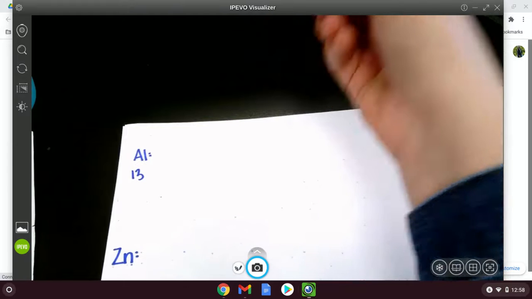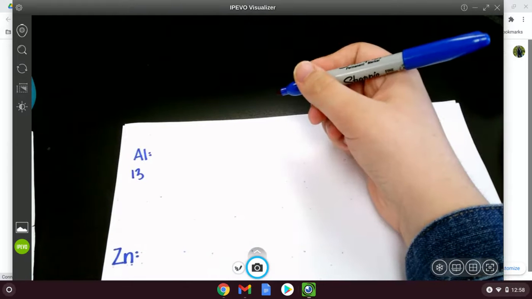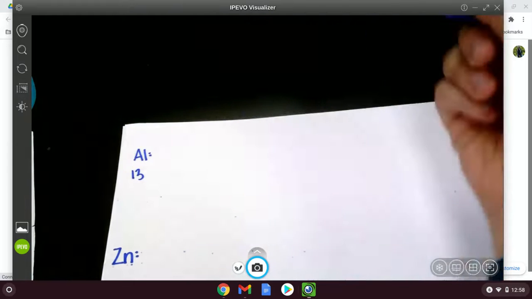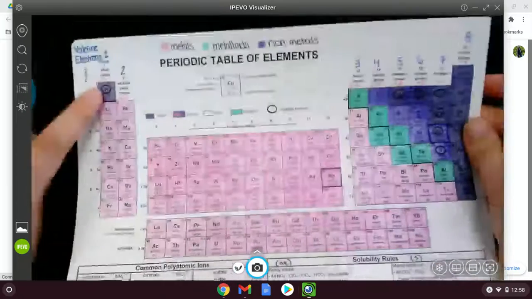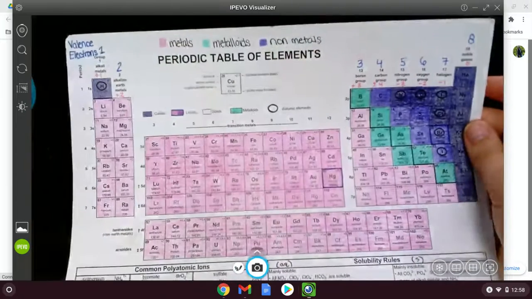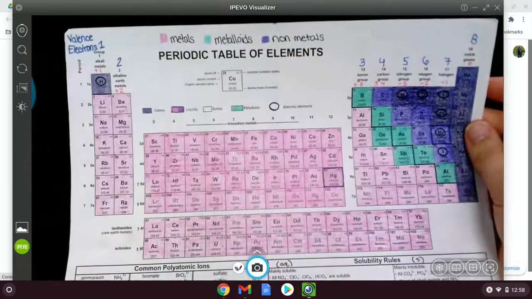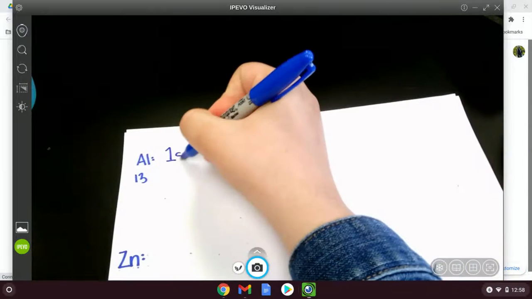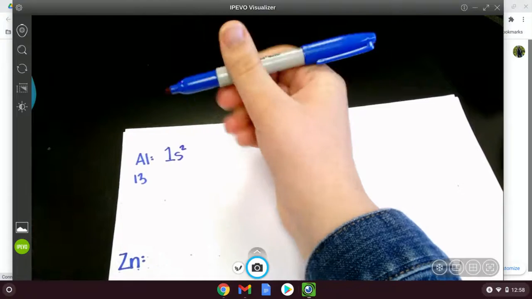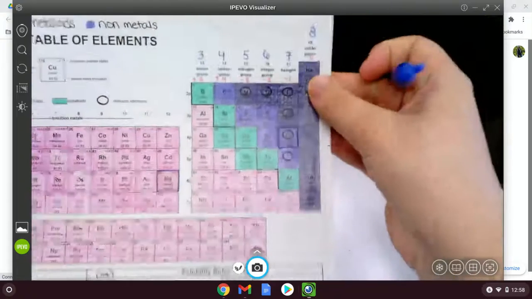So we're always going to start with our lowest energy level. So again, we're going to start with the 1s. In other words, always start with hydrogen and just count the boxes until you get to your desired element, okay? So we're going to have a 1s2. That will bring us to helium, okay?